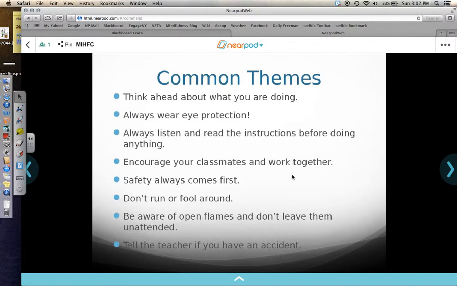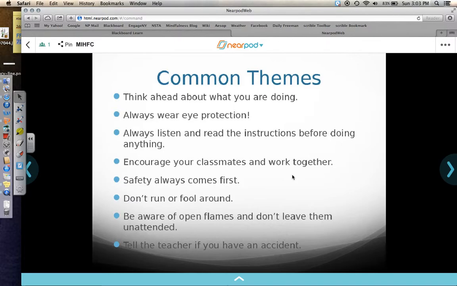So think ahead about what you are doing. Always wear eye protection. That's like a given one. That's the one everyone thinks of first. Well, at least I do. And when I was student teaching, that's the one students always thought about. Always listen and read the instructions before doing anything. That's probably the most important thing.